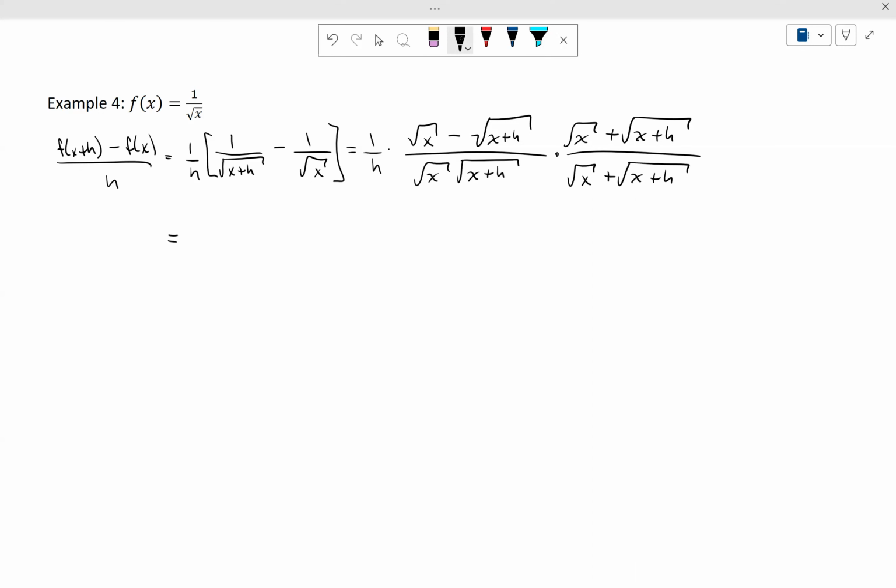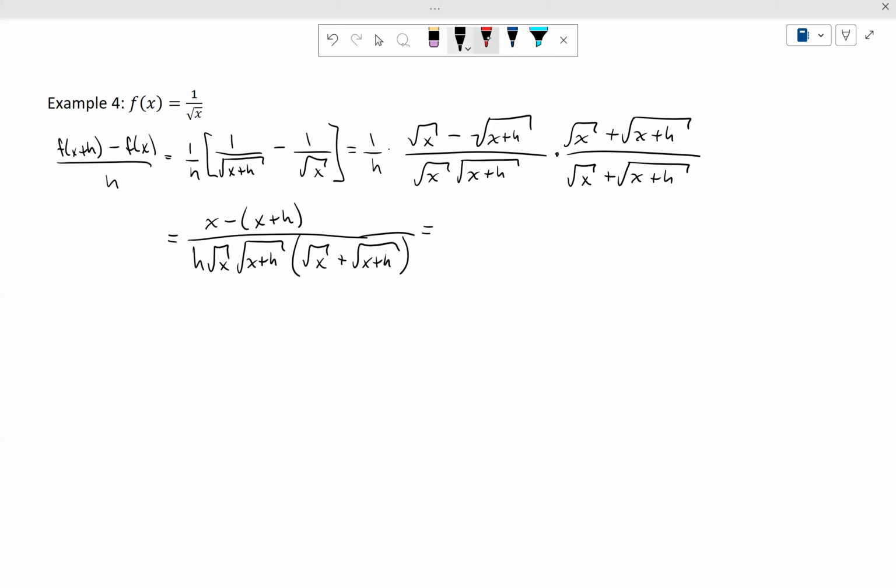So what are we going to have here? In the top, we have our a squared minus b squared. So x minus x plus h all over. Denominator is pretty big. We have an h. We have a root x. We have a root of x plus h. And then in brackets, we have a root of x plus the root of x plus h.